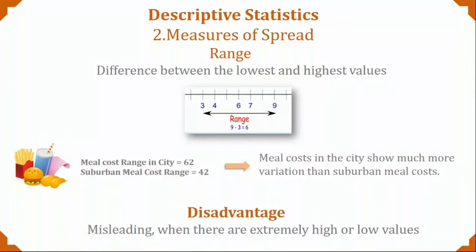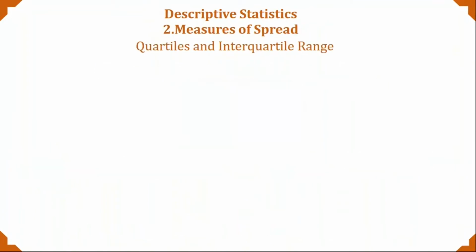We shall be getting into another measure of spread, which is quartiles and interquartile range. So what is a quartile? Quartile tells how spread your data is by breaking your data set into quarters. What do you mean by quarters? A quarter is 25 percent. So I have four quarters in a rupee, I have 25 paise, four 25 paise in 1 rupee.